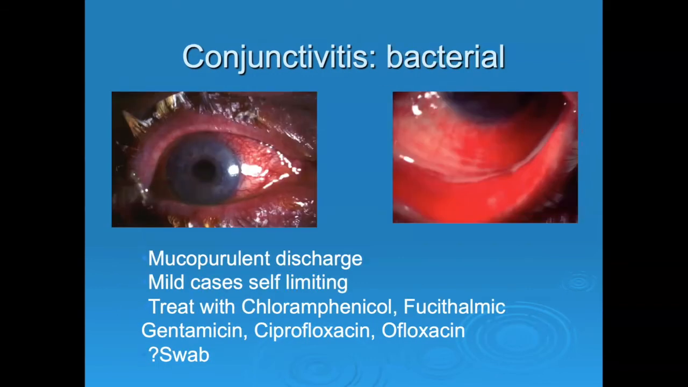Bacterial conjunctivitis can be a bit more serious and is characterized by a rather thick, mucky discharge from the eye, and the eye tends to be redder. Once you've taken a swab to prove the organism responsible, you can then treat it with topical antibiotics such as chloramphenicol or ofloxacin.